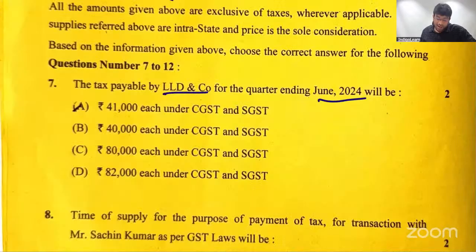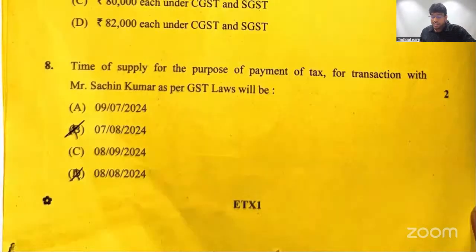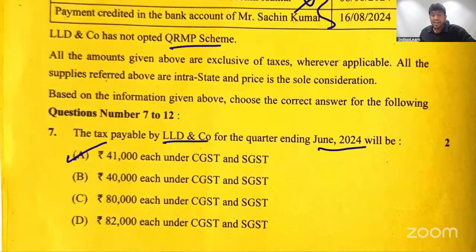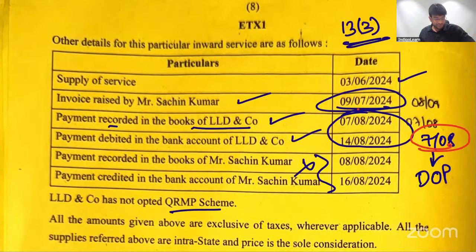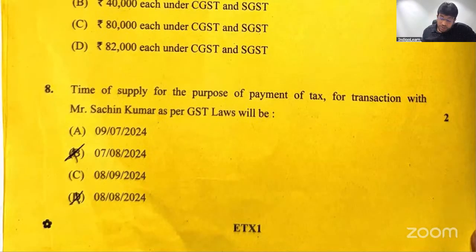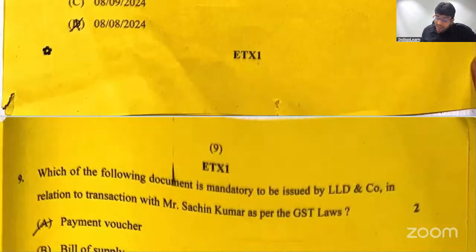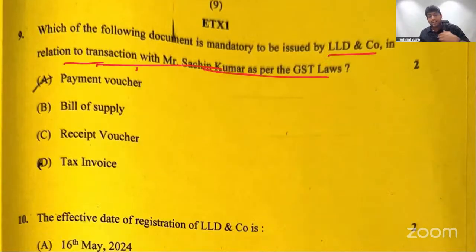Then time of supply, I already told you, it is 7th August or 61st day from 9th July, whichever is earlier. Obviously, what we'll get is 7th of August only as the answer. Getting my point, everyone? Next. 9th question. Which of the following documents is mandated to be issued by LLD and Co. in relation to the transaction with Sachin Kumar? Since they have not given an invoice, we'll issue one document called payment voucher.